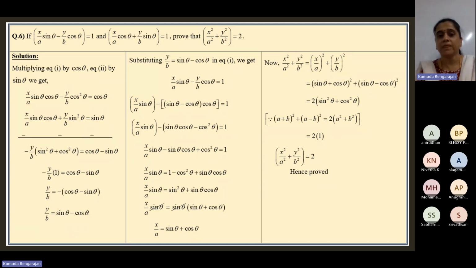Remember that always. When you're substituting, you found the value for y by b, so you are trying to find the value or the expression for x by a. So how many terms are there? X by a sine theta, cos theta, cos square theta. Three terms, and okay, including this, four terms. Now of these four terms, only this one has x by a, right? So have that on one side. Transpose the remaining.